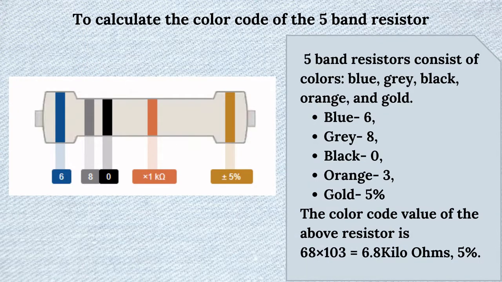To calculate the color code of the 5-band resistor: the 5-band resistor consists of the colors blue, gray, black, orange, and gold. Blue 6, gray 8, black 0, orange 3, gold 5%. The color code value of the above resistor is 680 times 10^3, or 68 times 10^3 equals 6.8 kilo ohms, 5%.